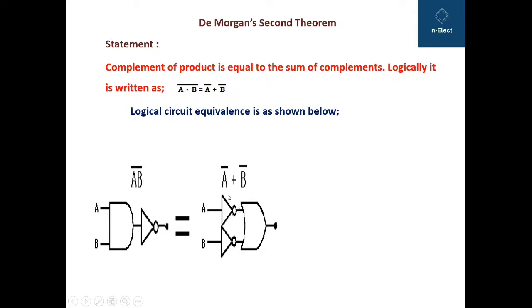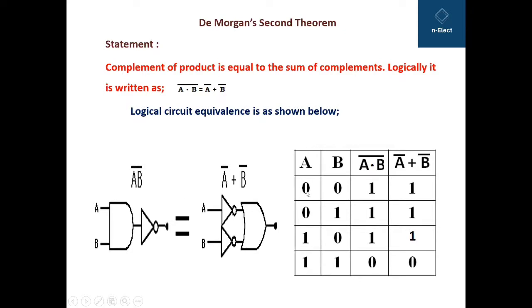For the right hand side, A bar plus B bar, A will be converted to A bar through a NOT gate, and B will be converted to B bar through another NOT gate. A bar and B bar will work as inputs for the OR gate. So at the output of the OR gate, you will get A bar plus B bar. Again, the truth table for the left hand side and right hand side outputs is shown here. Again, there will be four conditions: 0 0, 0 1, 1 0 and 1 1.